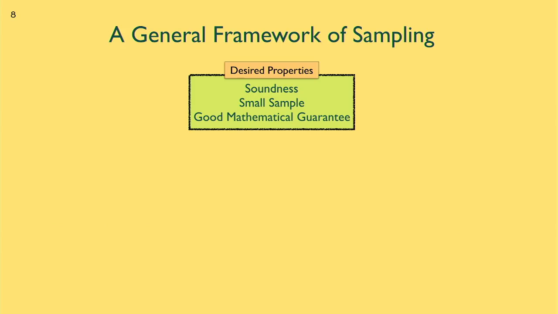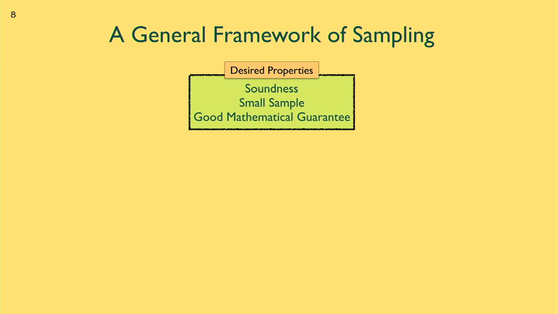And now a general framework of sampling. In general, any sampling technique for HB race detection is expected to be a streaming algorithm that satisfies the 3 properties here. We discussed soundness. A small sample size usually means a good running time. And we also require a good mathematical guarantee for the algorithm to make sense, because we can always construct a trivial algorithm that samples nothing and reports no race, but satisfies the first two properties.